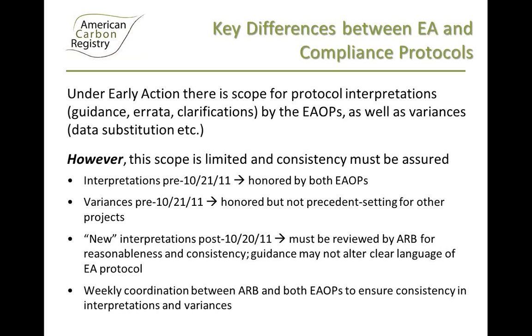They'll be consistent between both early action offset programs. Variances given before that time will be honored in the sense that a project that has that variance can continue to apply that variance when that project wants to convert to ARB offset credits, but they're not precedent setting for other projects. But any interpretation that is in a sense a new interpretation after October 20th of 2011 has to be reviewed by ARB for reasonableness and consistency.